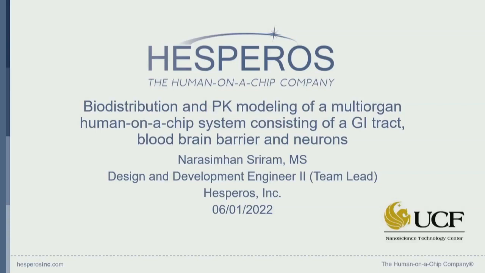The talk that I'm going to be looking at today is biodistribution and PK modeling in a three-organ system, which consists of a GI tract, blood-brain barrier, and the central nervous system. Primarily, in this case, we're looking at the PK model to look at transport across the GI and the BBB.